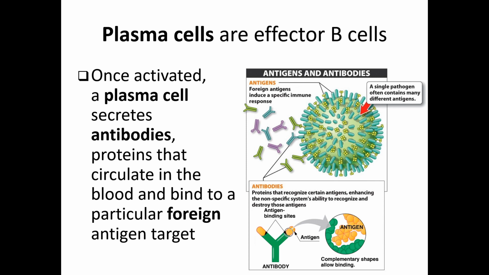Now moving into the effector B cells. These are called plasma cells. I briefly mentioned these before, but plasma cells are a type of B cell that produces and secretes these proteins called antibodies. It releases them into the plasma, the liquid portion of the blood, where they will attach to a very specific foreign antigen target.